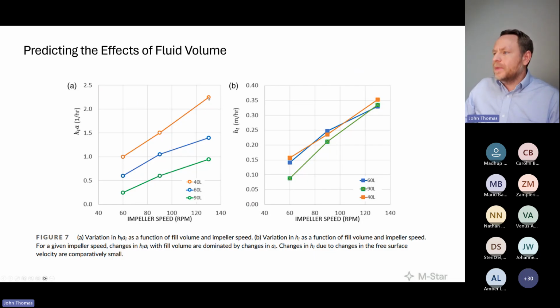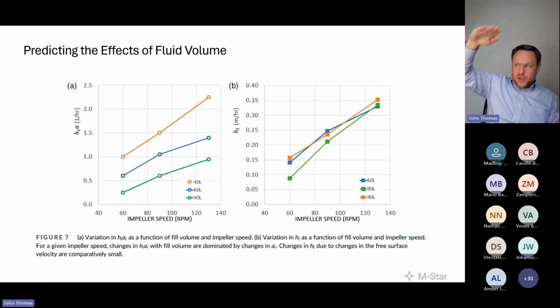Now, what goes on here? As I increase my fill volume, HLA goes down. Why? Well, there are two effects. One has a big effect, one has a little effect. First of all, the higher fill volume in principle might reduce the interface velocity at the top of the system. That's not the bigger effect, but that's one possibility here. Because you have more fill volume, there's going to be less velocity at the top.